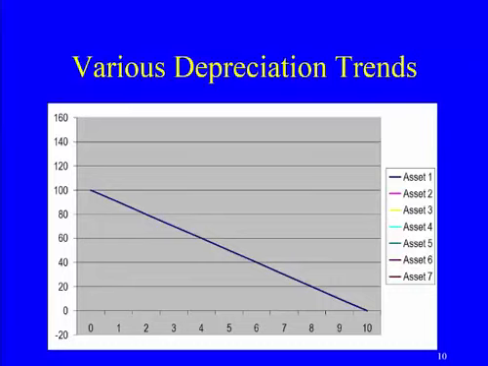known in accounting terms as straight line depreciation, where an asset runs from 100% of its value down to zero over a period of time in an absolutely straight line. Each year, in this case, over 10 years, it's losing 10% of its value, and so by the time it gets to be 10 years old, the asset is worth nothing at all.